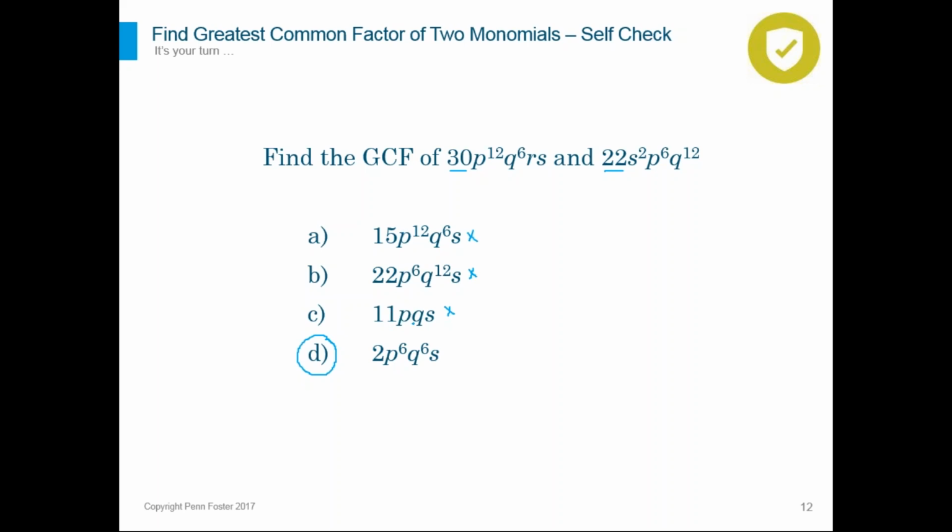If you are taking the SAT or ACT exam and you have that question, for example, you can save your time. You don't have to go all the way and find the final answer. You can just use your skills to eliminate some answers that are impossible to be correct. So the answer is D. If you do the tree method, you're going to find 2 is the greatest common factor, and then the variables with the lowest powers are p to the 6, q to the 6, and s.